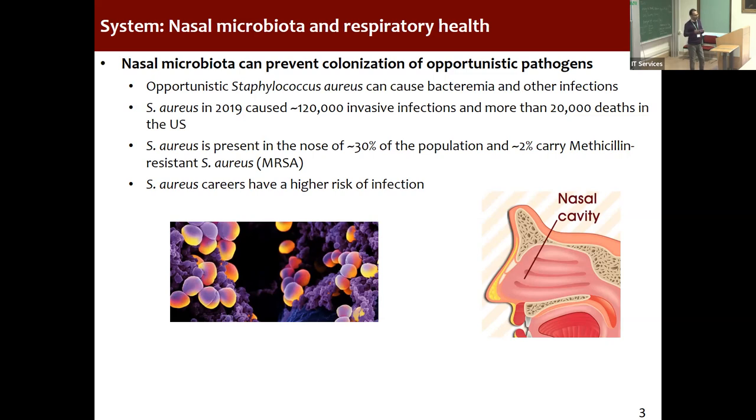But if the immune system gets weaker, or if there are other diseases, and this becomes very important for elderly individuals or people who are going into hospitals with other diseases, it can become pathogenic, can cause a whole bunch of nasty infections throughout the body. And because antibiotic resistance is a major issue for Staphylococcus aureus, treating it is especially hard. So roughly in the US, we get about 120,000 invasive infections and about 20,000 deaths per year.